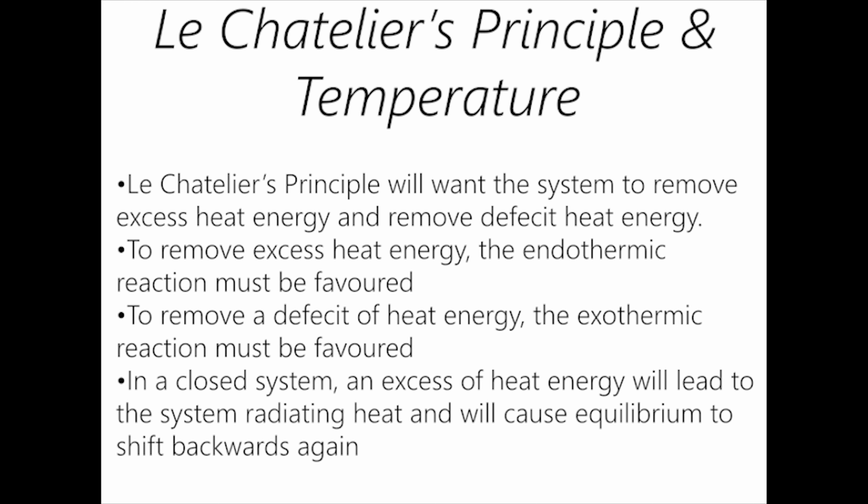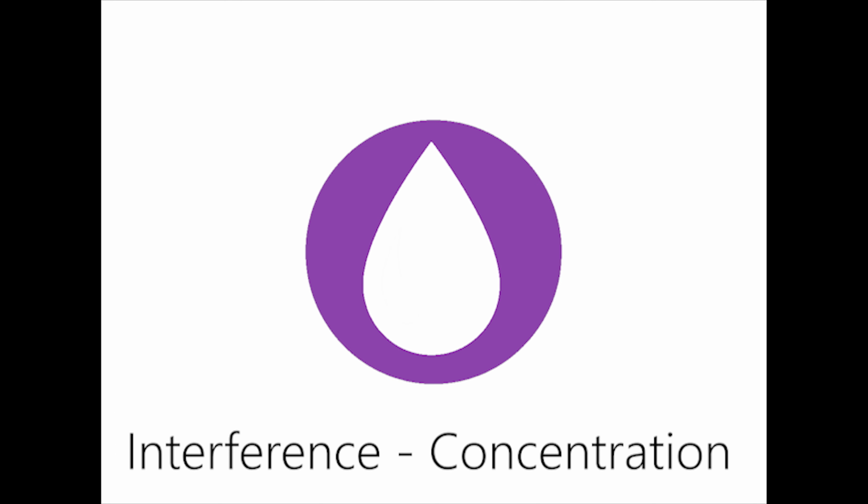Similarly, when heat is removed from a system at chemical equilibrium, the system seeks to counteract it by replacing that heat energy, and hence runs exothermic. In a closed system, if heat energy is added, it will slowly radiate that heat and hence slowly shift equilibrium in the other direction. What occurs when the concentration changes?